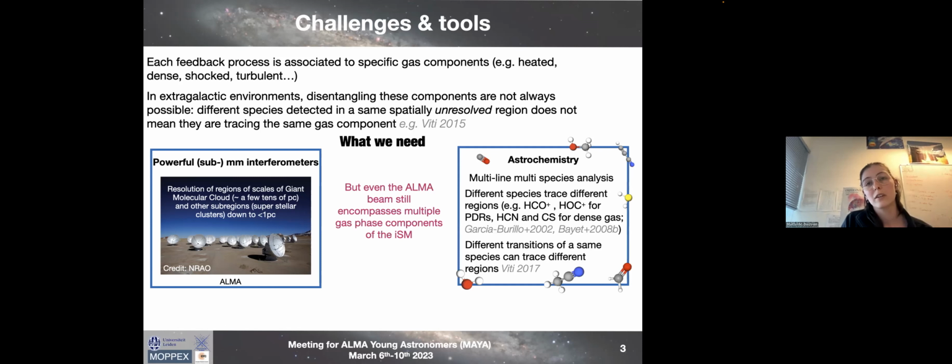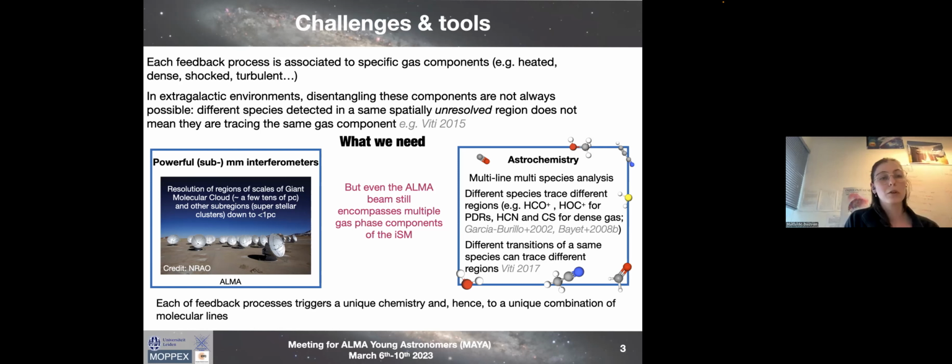because different species will be able to trace different regions, but one species can trace several different regions. So having a set of different species can help us to constrain one specific gas component of the ISM. And we need the multi-line analysis because, depending on the transition, the same species can trace different regions as well.